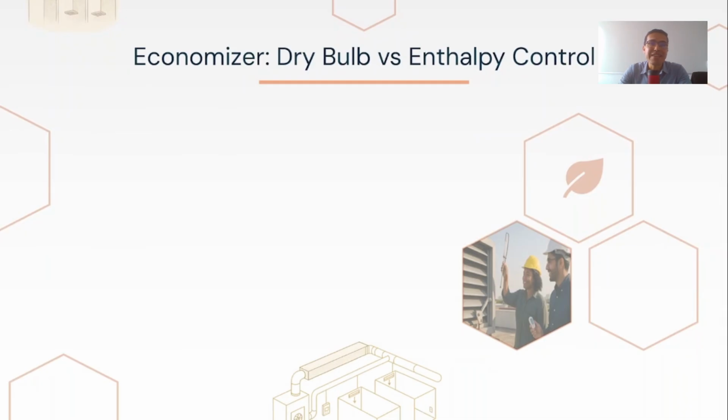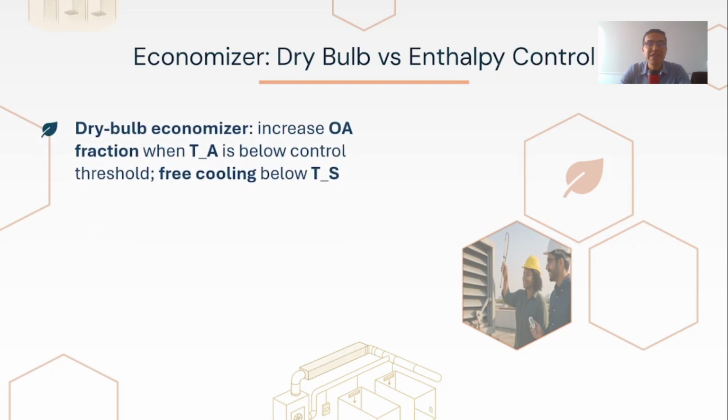Building on our discussion on per load tactics, let's explore a powerful strategy to harness nature's own cooling: economizers. An economizer is a control that uses outdoor air to reduce or eliminate the need for mechanical cooling. An economizer's core job is to increase the outdoor air fraction to reduce mechanical cooling. A dry bulb economizer operates based on a simple rule. It ramps up the outdoor air when the ambient temperature drops below a specific set point.